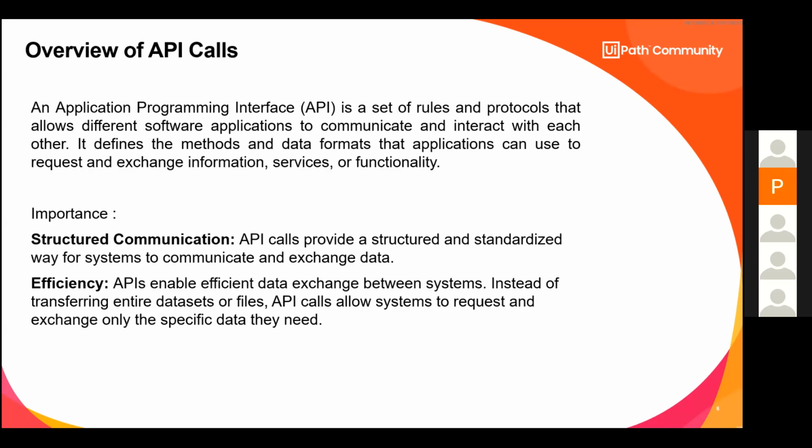Now, what is an API? API is an application programming interface. It is a set of rules and protocols that allows different software applications to communicate. What does that mean? We have two ways of interacting with an application. One is direct interaction, where you directly interact with the UI, and the other is with the backend. How do we interact with the backend? By using an API call. Why is it important? To make structured and efficient communications. There are more benefits, but I've mentioned only the main ones.